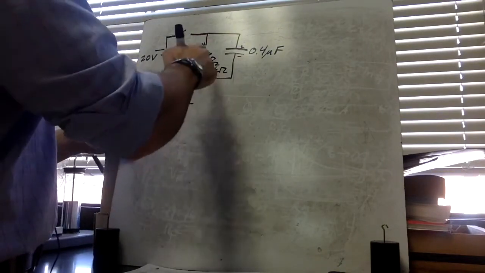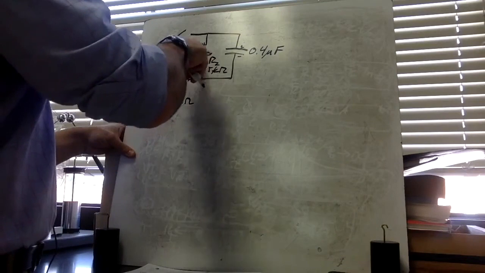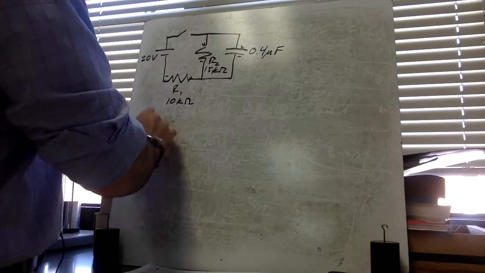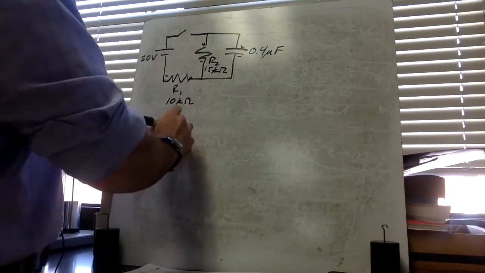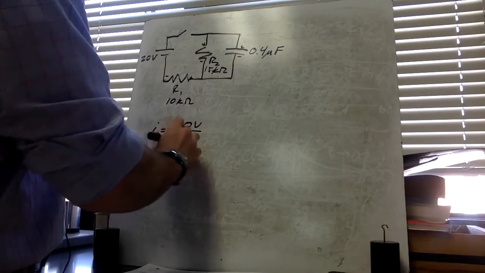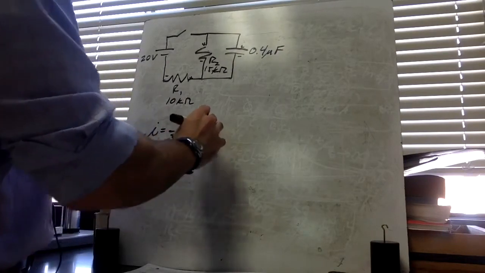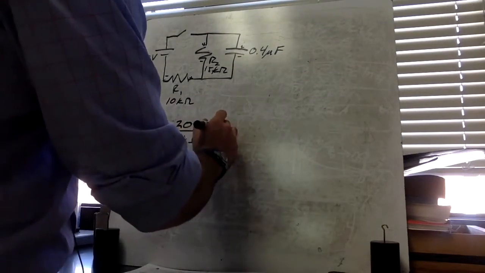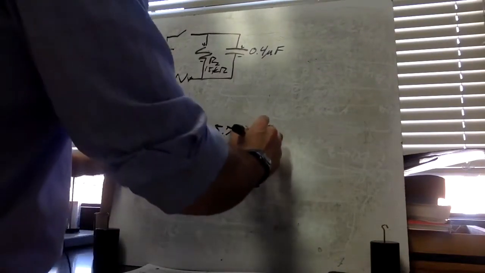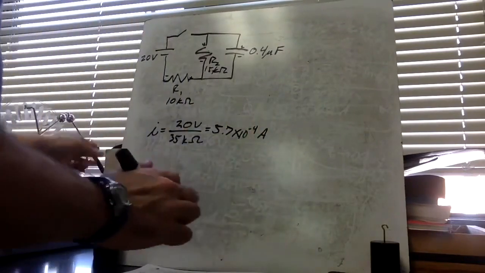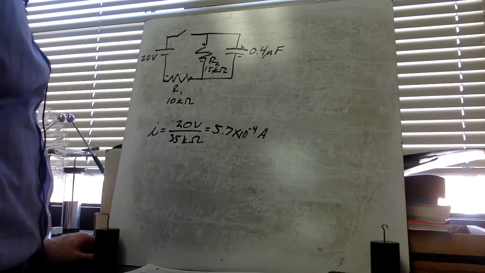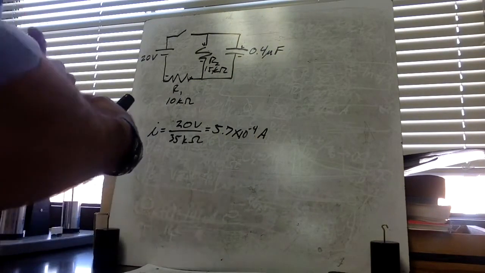And so in order to get the voltage across this resistor, I need to find the current. And so the current a long time after this has been closed is going to be 20 volts over 35 kiloohms. So this is going to be 5.7 times 10 to the negative 4 amps. All right, so if that's the current, I can multiply that by R2, and that gives me the voltage across this.